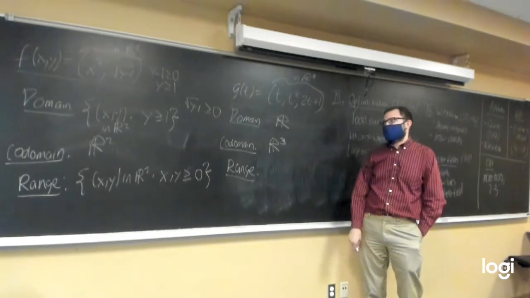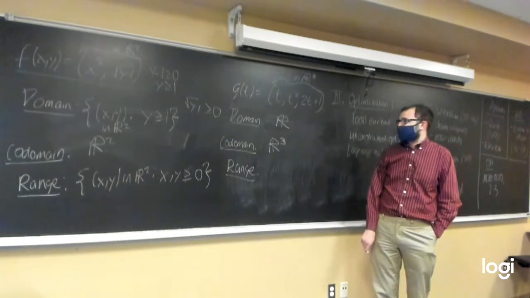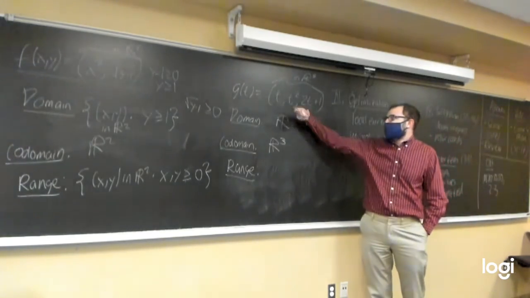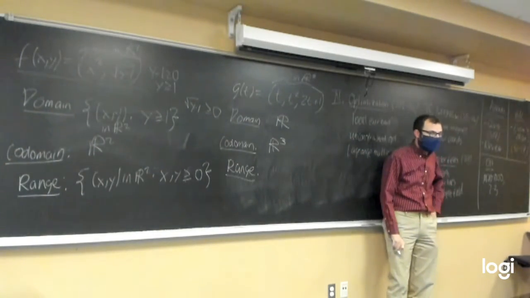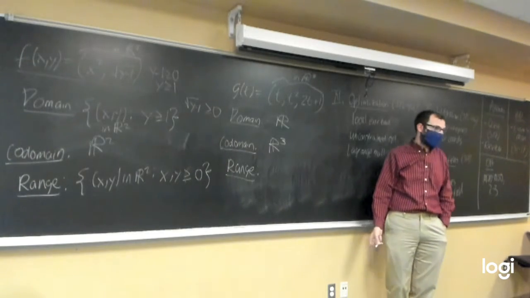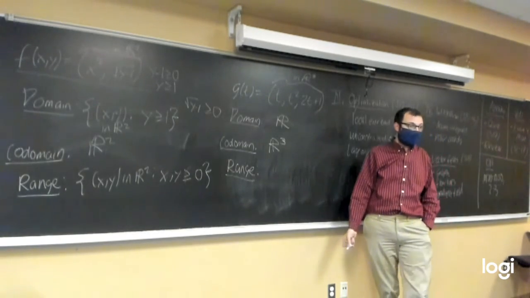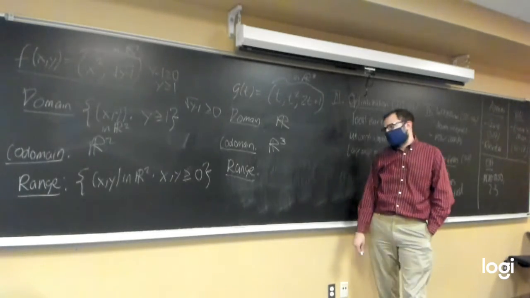I don't think the range in this case is going to be all of R3 because the three components are not independent of each other. If you know what the x component is of your output, that tells you something about what the y and z components are as well, for instance. So Jacob, what can we say about the range here?